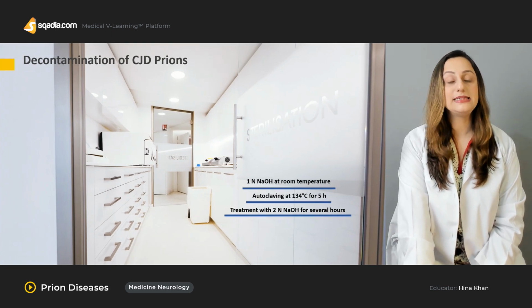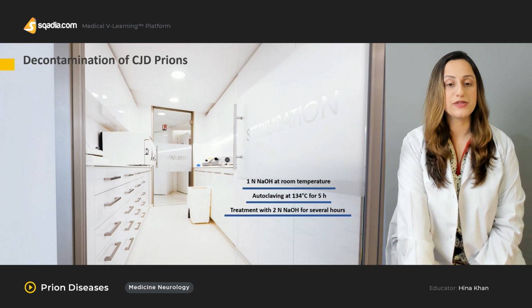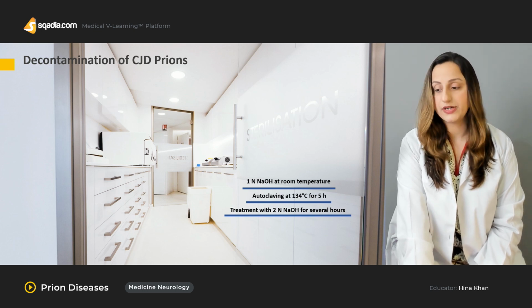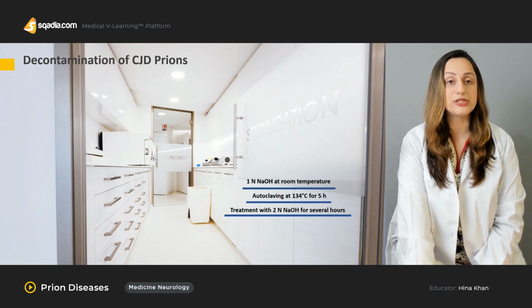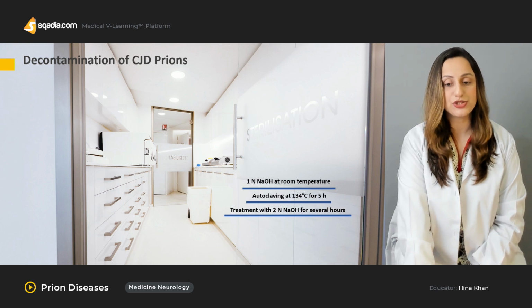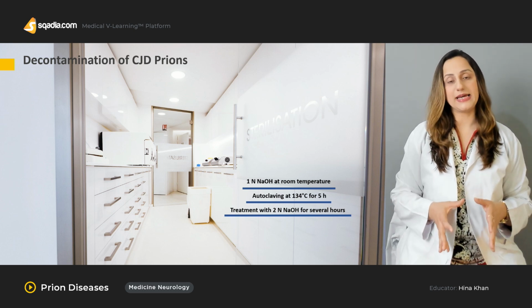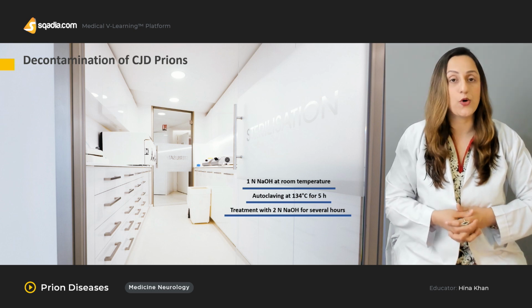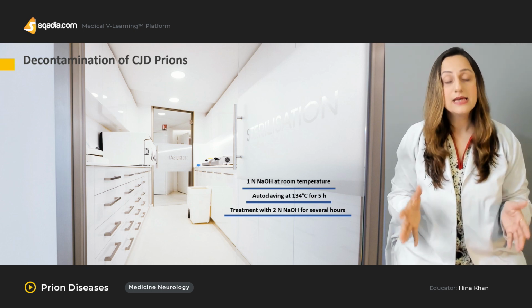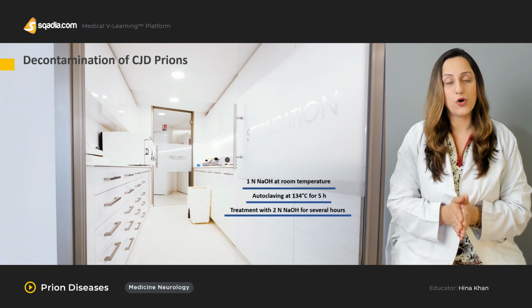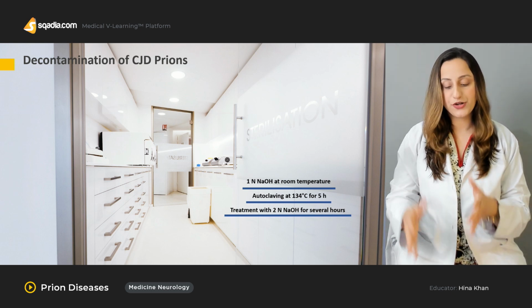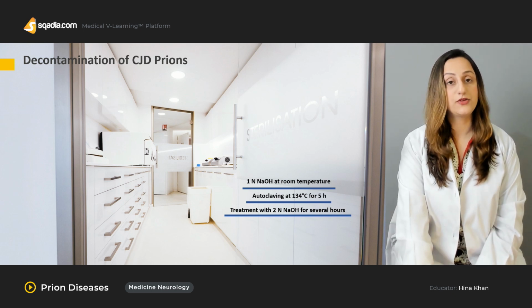How do you basically decontaminate the patients of CJD? That is discussed in detail over here. We basically encounter the sodium hydroxide at room temperature, and autoclaving is performed at 134 degrees centigrade for almost a period of 5 hours. So this decontamination is very important to stop the further infection of the other patients out there.